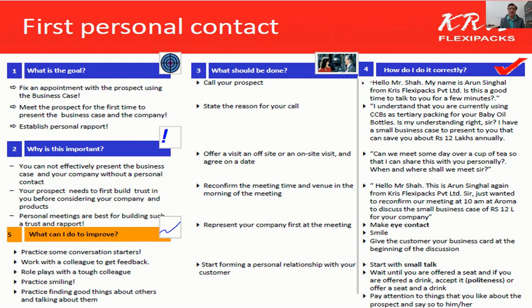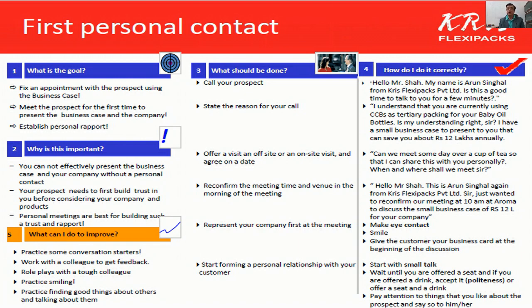The whole idea in this step is to get liked, build rapport, trust. I have a small business case to present to you, sir, that can help you save about 12 lakh rupees annually. So you're throwing a small benefit, a summary of what you can do for them. So this is how the business case comes in handy. Can we meet someday over a cup of tea so that I can share this with you personally? When and where shall we meet, sir? If you're trying to get a meeting. A meeting is the best way to have a first personal contact, because we are all still human beings. We like to meet, shake hands, see each other. If not, then obviously the second method is to get a call.